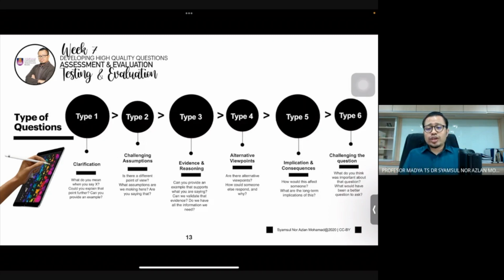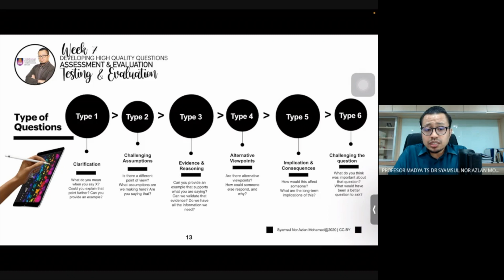So what kind of questions can we ask? Please ask students a good question. There are 6 types of questions that we can ask. Number one, clarification. When the statement is a clarification, it means that you allow the students to justify, to discuss, and explain the point, and also provide examples so that you can get a better idea whether the students understand the subject matter or not.